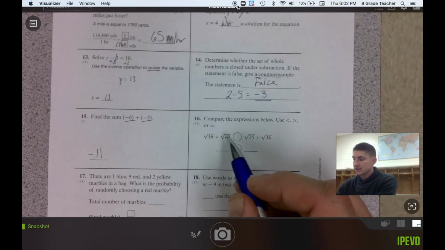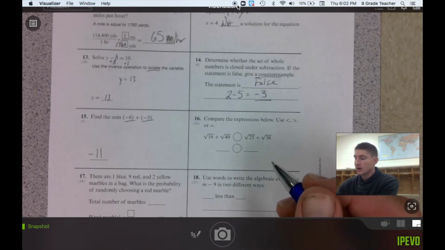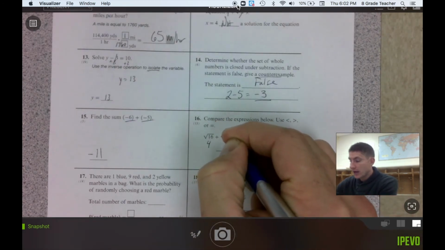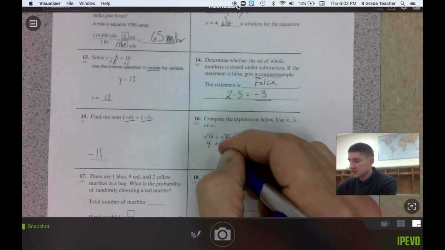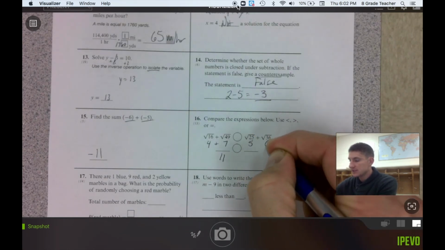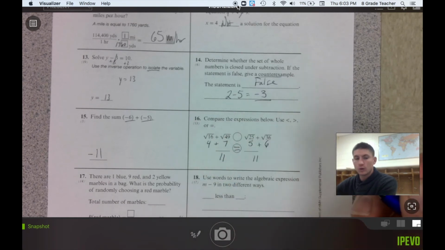You've got the square root of 16, the square root of 49, the square root of 25, and the square root of 36 are all perfect squares, so we should simplify each of those. Here the square root of 16 is 4, square root of 49 is 7. Those are added together. What is 4 plus 7? 4 plus 7 is 11. Square root of 25 is 5, square root of 36 is 6, 5 plus 6 is 11. Those two things are equal to each other.